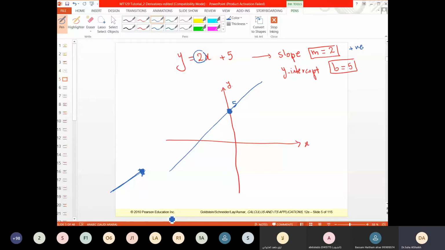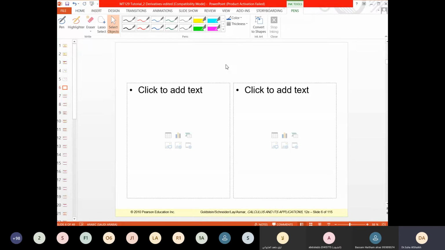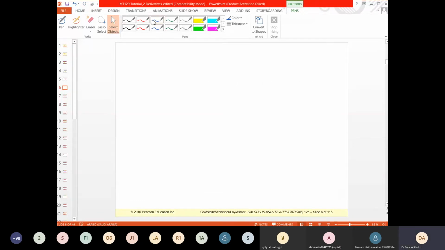A third example, if you have y equal to 8. This is an equation of a line. Where is the slope? What is m? What is the slope? It is 0 actually.